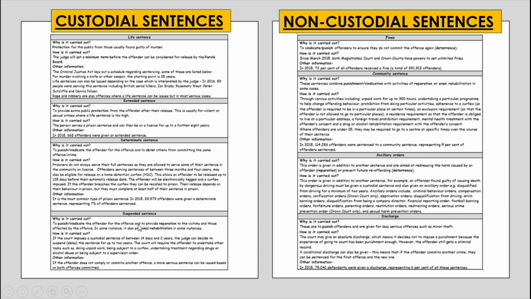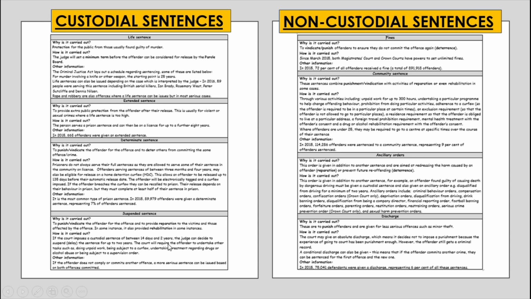So whilst it's done to provide punishment, it's also done to provide reparation to the victims and those affected by the offence. In some instances, it also provides rehabilitation. How is it carried out? If the court imposes a custodial sentence of between 14 days and 2 years, the judge can decide to suspend or delay the sentence for up to 2 years.